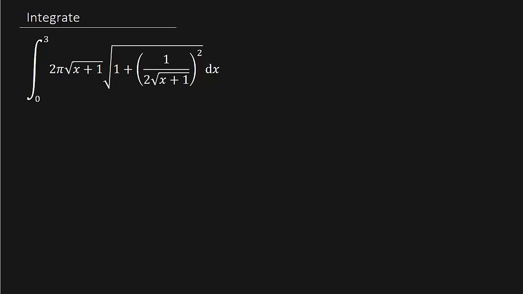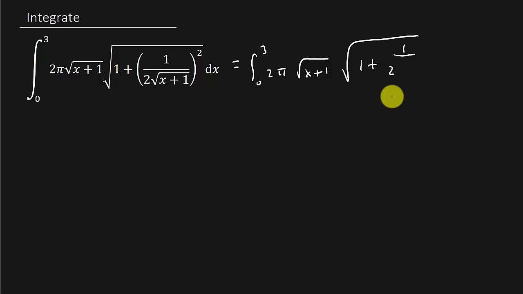All right, so let's go ahead and get started. So we are going to have the integral from 0 to 3 of 2 pi square root of x plus 1 times the square root of 1 plus 1 over 4 times x plus 1, dx. So all I did is I squared this right here. That's all I did in that step. Now what I'm going to do is take this thing right here and distribute it to each one.